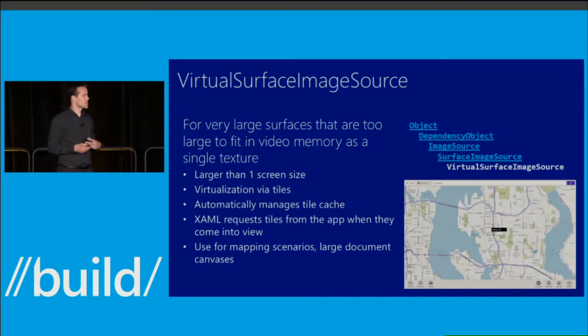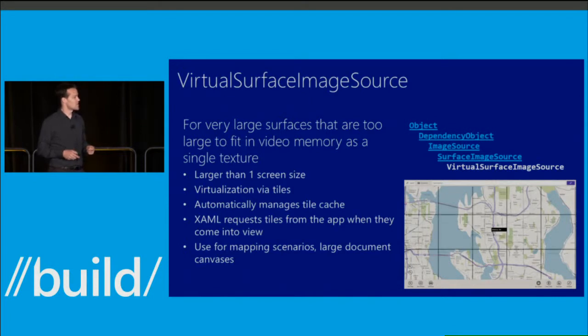You can create a conceptually very large virtual surface image source. You can create one that's 1 million pixels by 1 million pixels. And the XAML framework will do virtualization for this based on tiles. So we'll divide the surface up into tiles, and we will figure out which tiles are on screen or about to come onto screen, and notify the application that it needs to draw those tiles. So you can see a great mapping example there. That's a great scenario for using this API.